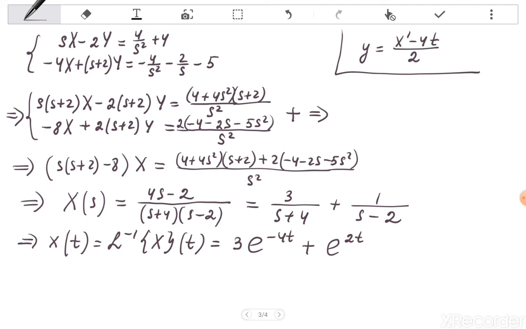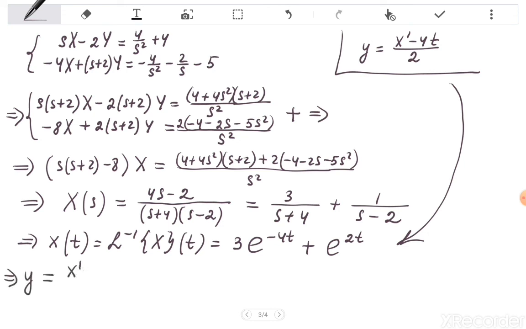Now to find y of t, in fact there are two methods, right? Because you already know the capital X, you can find capital Y, and then do all these things to find the expression for the Laplace transform of y, and then applying the inverse Laplace transform find y of t. But this is really a long way, especially if you have a precise formula for y. Let's find y using this formula.